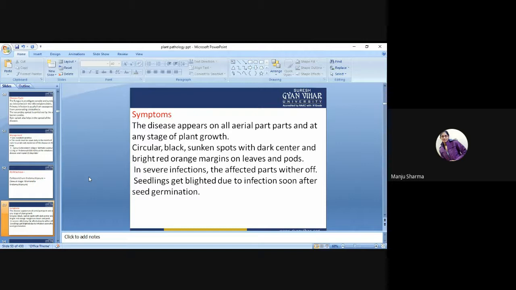So these are circular, black, sunken spots with dark center and bright red-orange margins on leaves and pods. In severe infection, the affected parts wither off. Seedlings get blighted due to infection soon after seed germination.